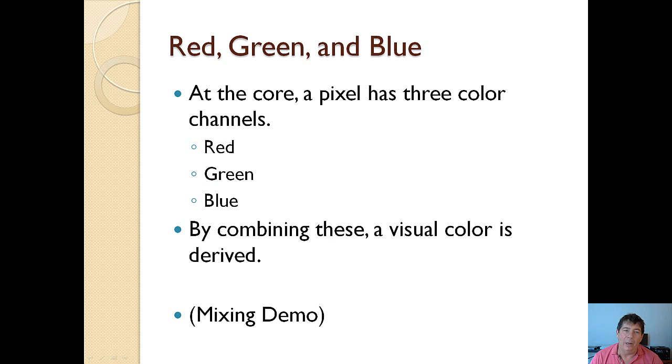So each pixel is composed of 3 channels: a red channel, a green channel, and a blue channel. And that's where we get RGB. I've been using RGB before this without really defining it, but it stands for red, green, and blue. So at the core, a pixel has 3 color channels: red, green, and blue. And by combining these, a visual color is derived. So I know I've had friends ask me, well, those aren't the primary colors, but this is the way it works in electronics and computers. But we're going to take a look at a mixing demo in just a minute.